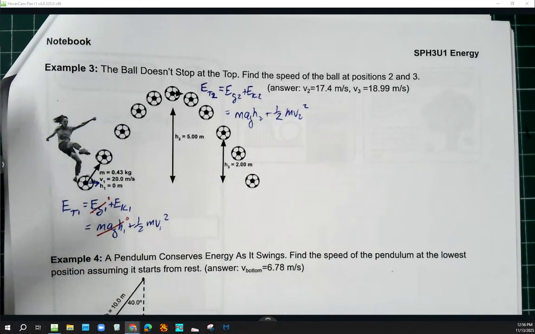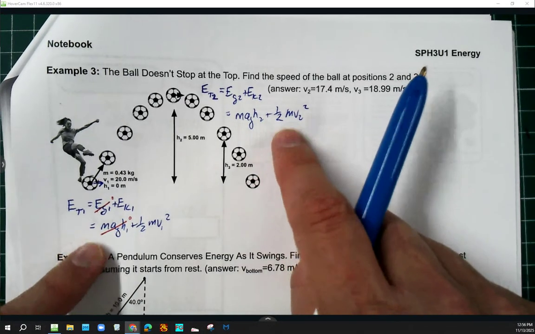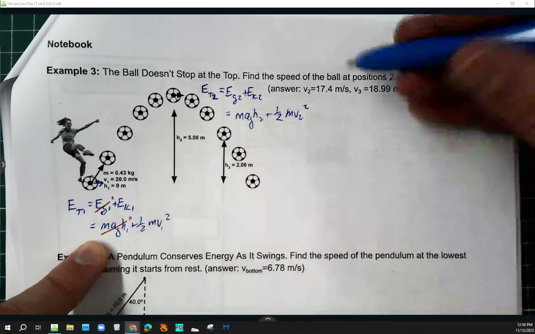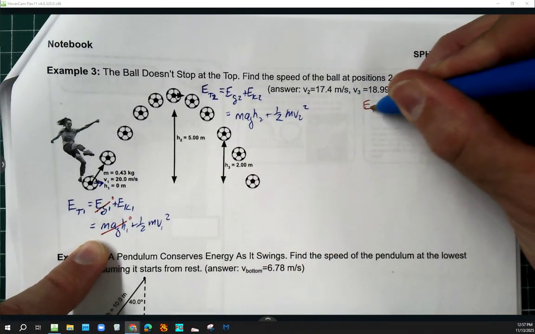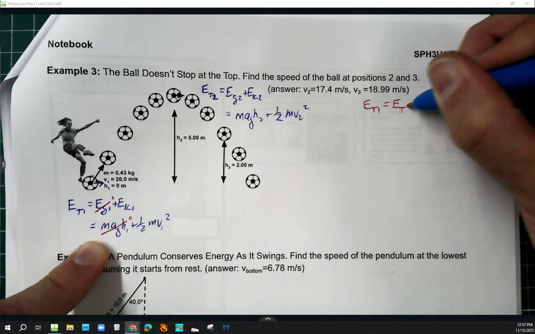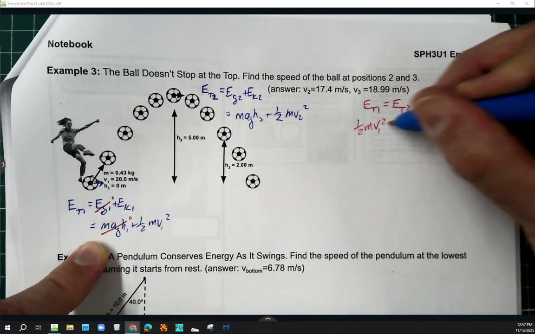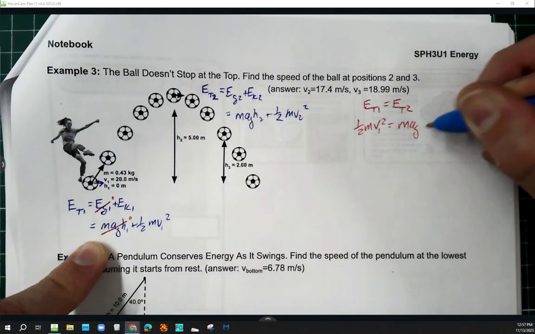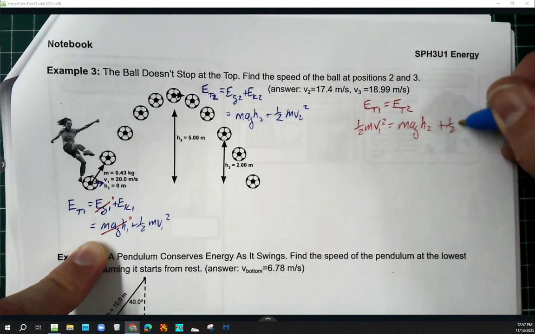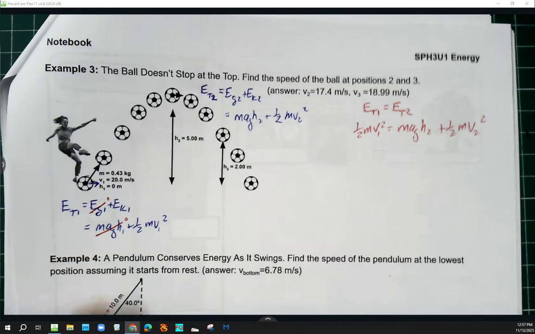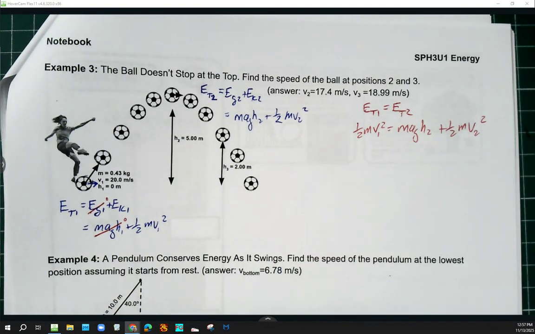What I really could say is that I could set those two expressions equal to each other. I could say E total 1 equals E total 2. And I could say 1/2 mv1 squared equals mass times acceleration due to gravity times height 2 plus 1/2 mv2 squared. And I'm not actually even going to take this to completion. I want to just take an inventory, because I trust that we could do this, because we've done roller coaster problems already.